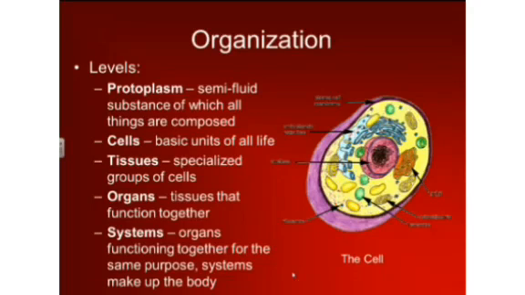Alright, so the organization levels of our cells. First we have the protoplasm, which is a semi-fluid substance of which all things are composed of. Next we have our cells, which are the basic unit of all life. Then you have the cells that make up the tissues, which are specialized groups of cells. And then those cells come together to make organs. So that's tissues that function together. So those tissues that are made up of cells all form together, and then they create an organ. And then those organs come together to create systems. So systems are organs functioning together for the same purpose. Systems make up the body.